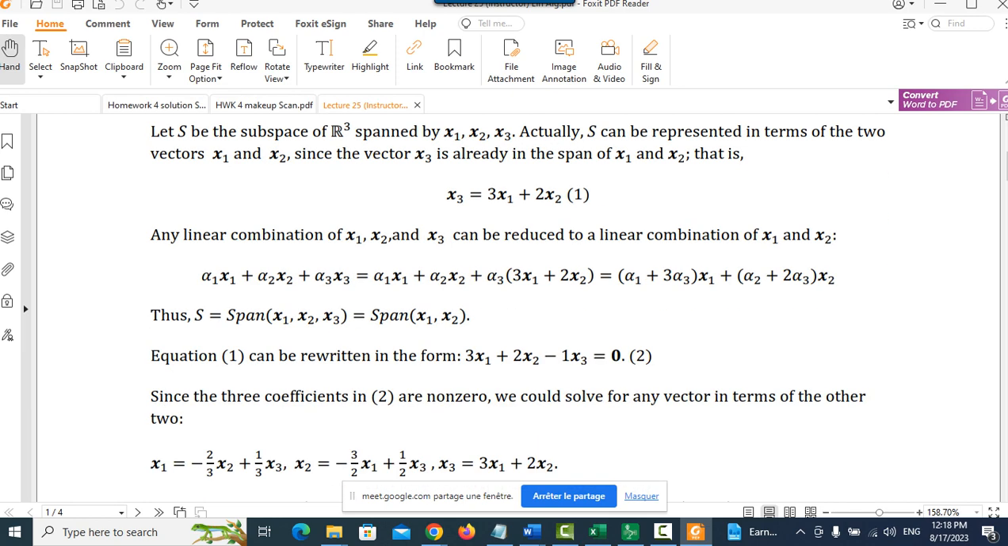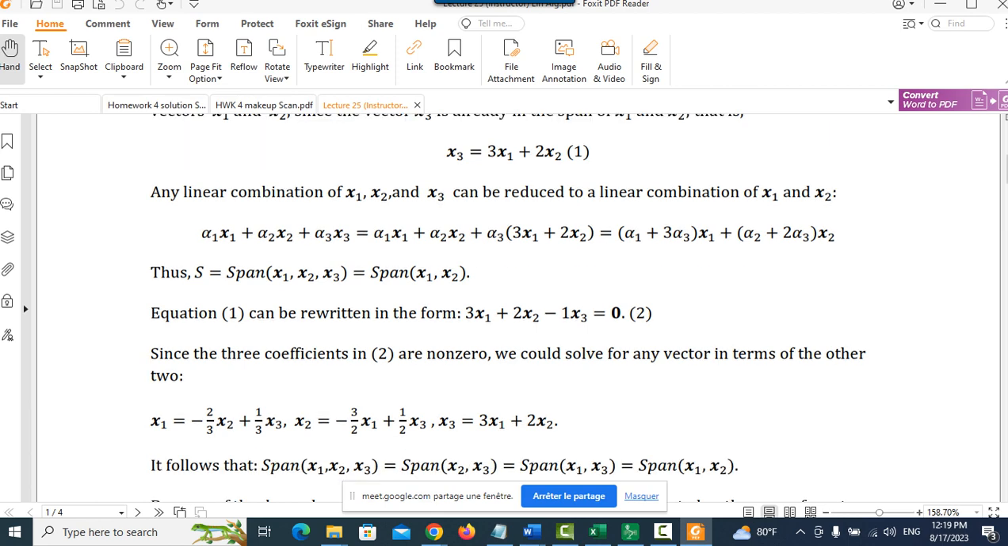So if I take any coefficients alpha sub 1, alpha sub 2, and alpha sub 3, I want to write a linear combination of x1, x2, and x3. I'll obtain the following, and I can replace x sub 3 by its value in terms of x sub 1 and x sub 2, which is 3x sub 1 plus 2x sub 2. If I rearrange the terms, I obtain alpha sub 1 plus 3 alpha sub 3 times x1, plus alpha sub 2 plus 2 alpha sub 3 times x2.